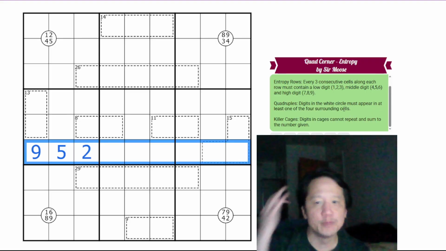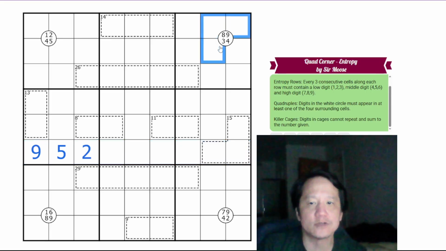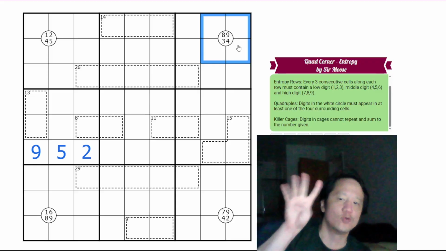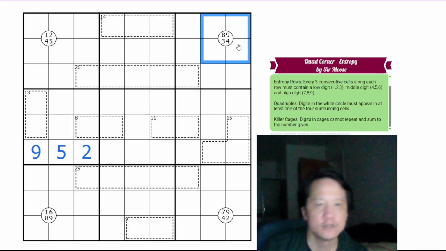We have quadruples, where digits in the white circle must appear in at least one of the 4 surrounding cells. So for example, around this quad, there must be a 3, a 4, an 8, and a 9 in one of the 4 surrounding cells at least. And that's an example of how quadruples work.